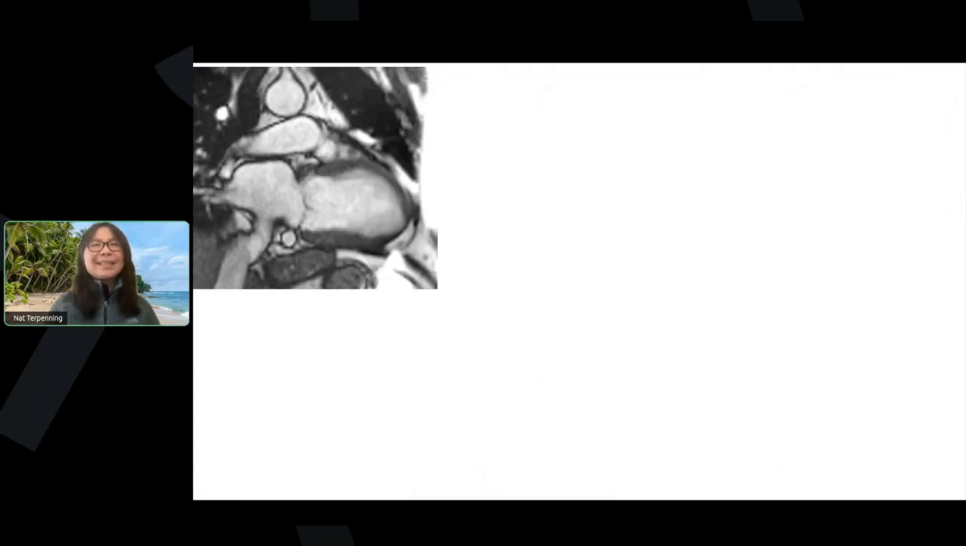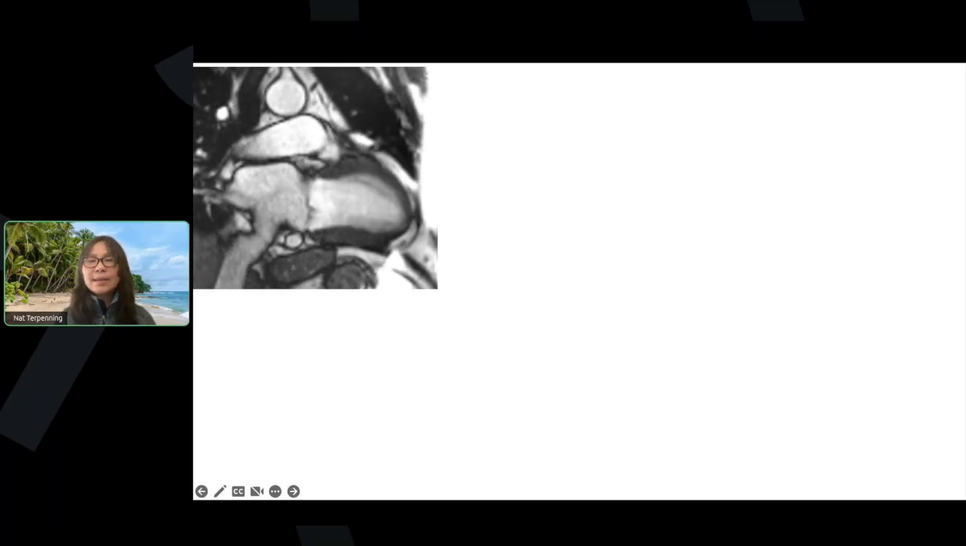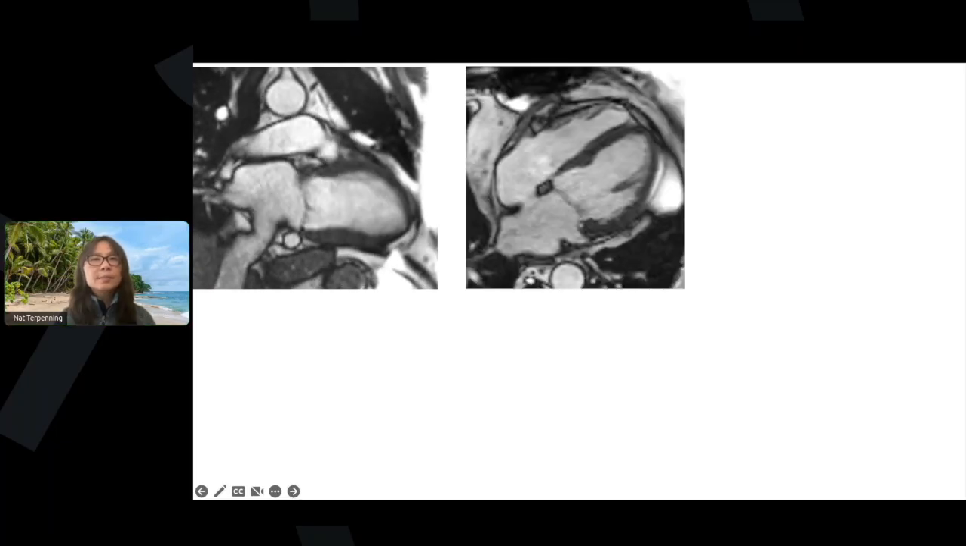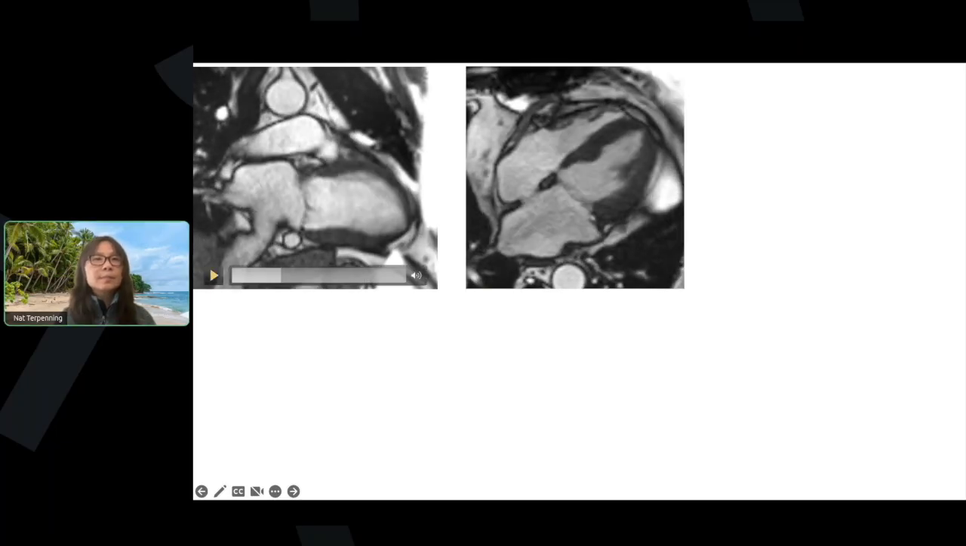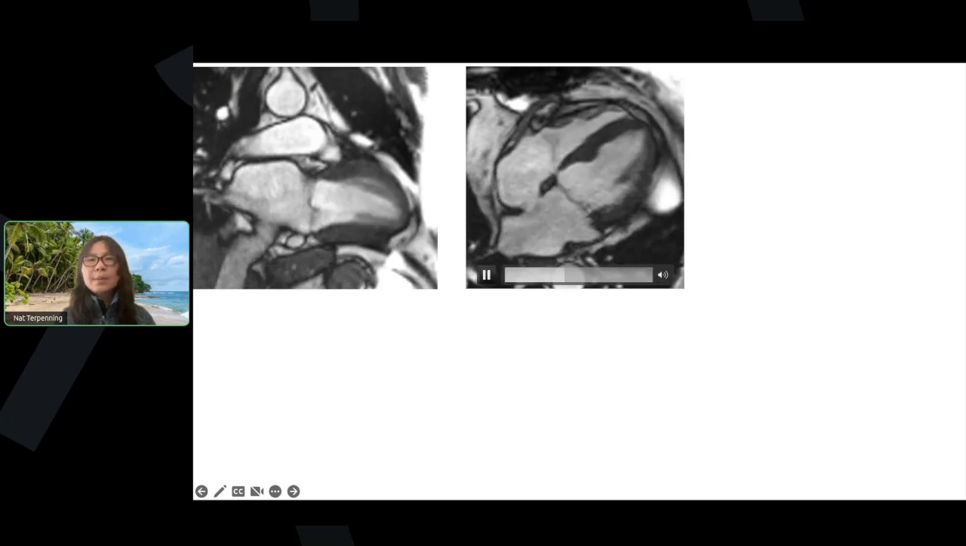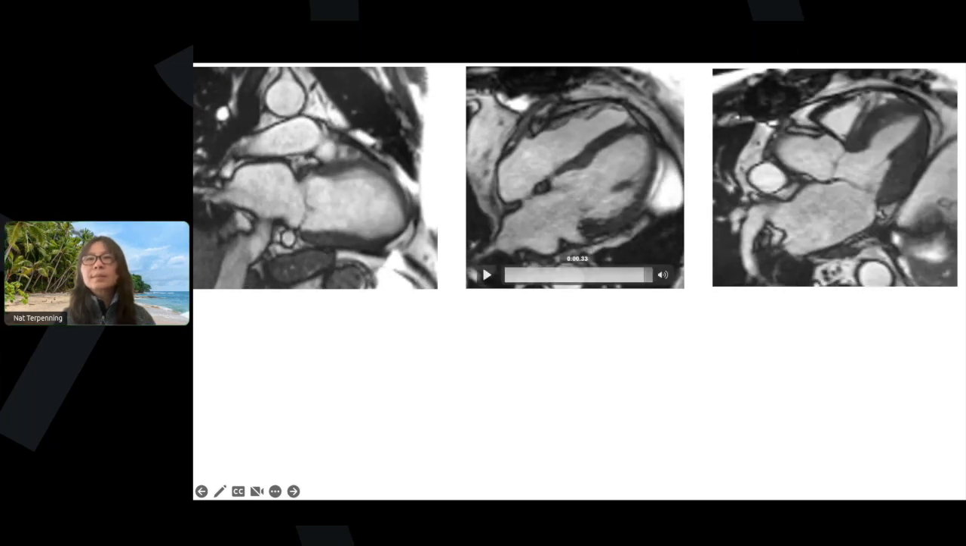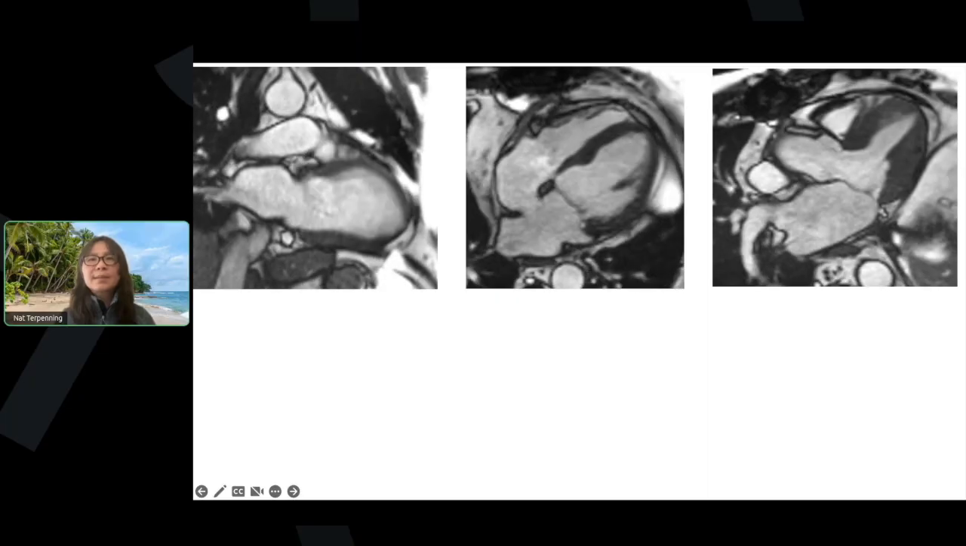Oh, right. This is the last one. Won't take much time here. 2 chamber, 4 chamber, 3 chamber.